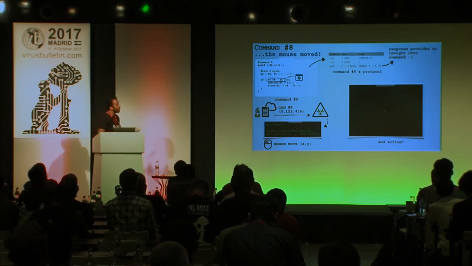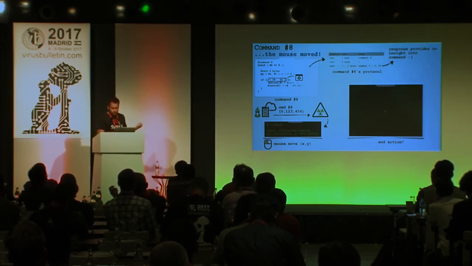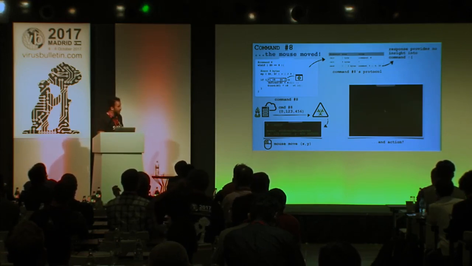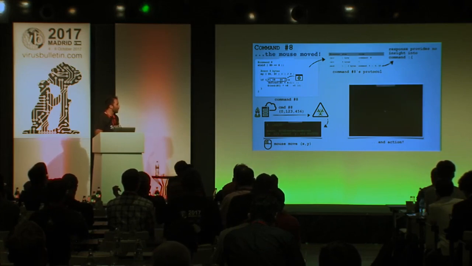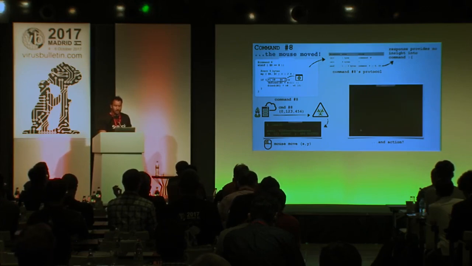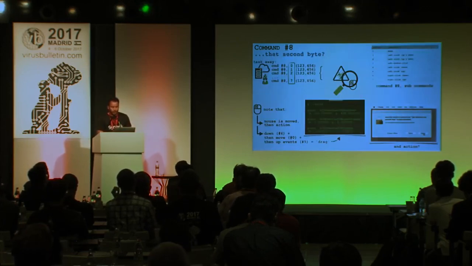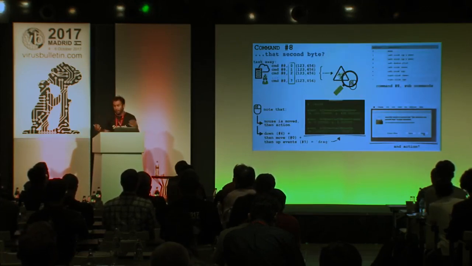And we notice that the mouse sniffer registers a move to the XY coordinates. So watch very closely. We're going to see that on the screen, the mouse is going to move to coordinates 1, 2, 3, 4, 5, 6. So this is actually the command that an attacker can use to move the mouse.